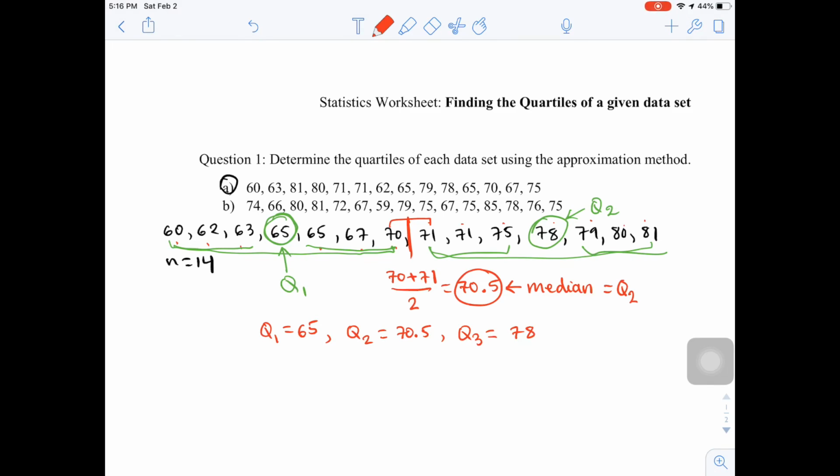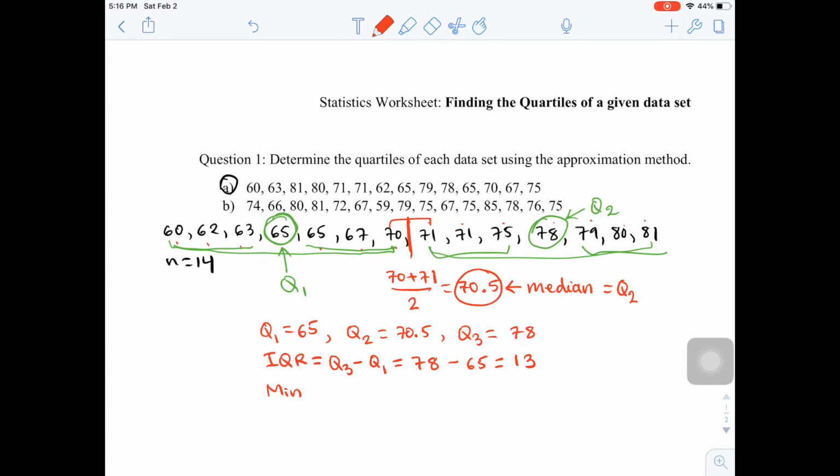You could be asked to find the interquartile range, which is IQR. It's nothing but Q3 minus Q1. So we get 13.